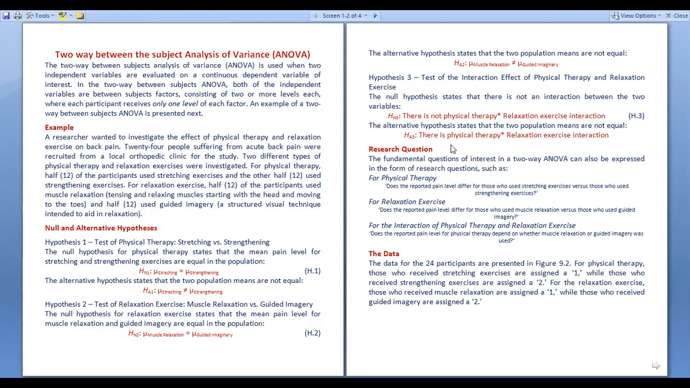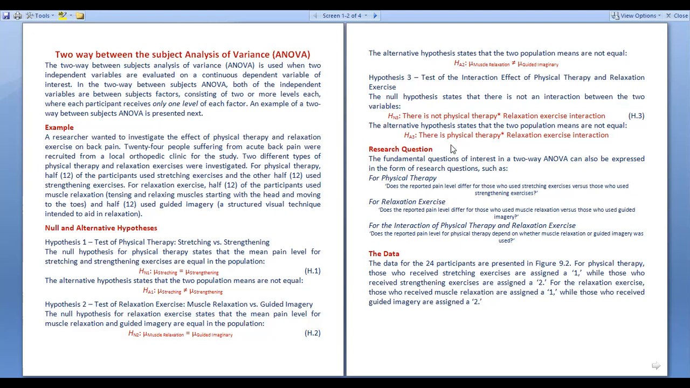Now this data has been worked up this way: we have got 24 participants. The details are on the next page, which I'll be showing you in a while. We are creating a variable called physical therapy. There, stretching exercises will be coded as one, whereas strengthening exercises will be coded as two. And for relaxation exercise, those who received muscle relaxation will be given number one, and those who received guided imaginary are assigned two. So that is how the data is being prepared.